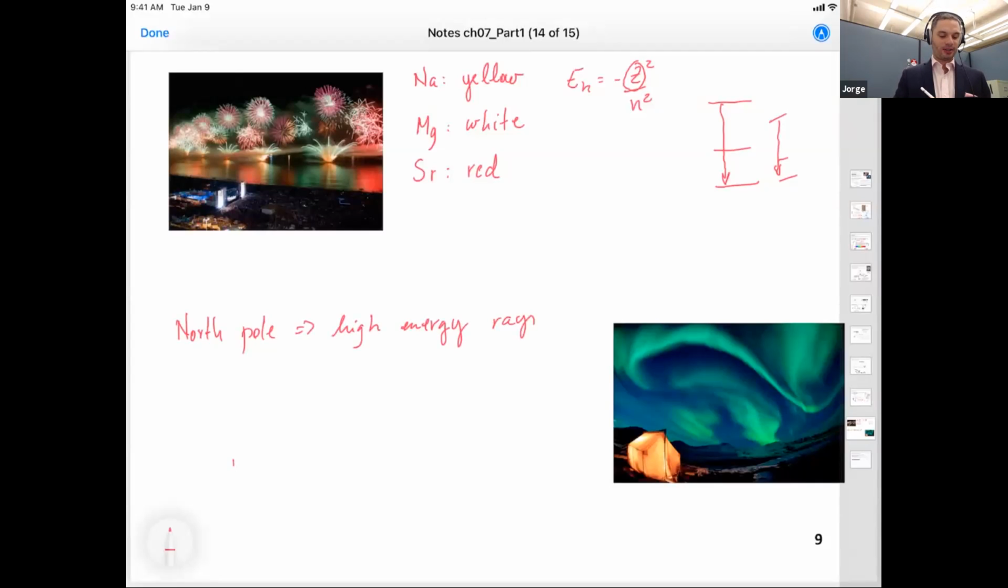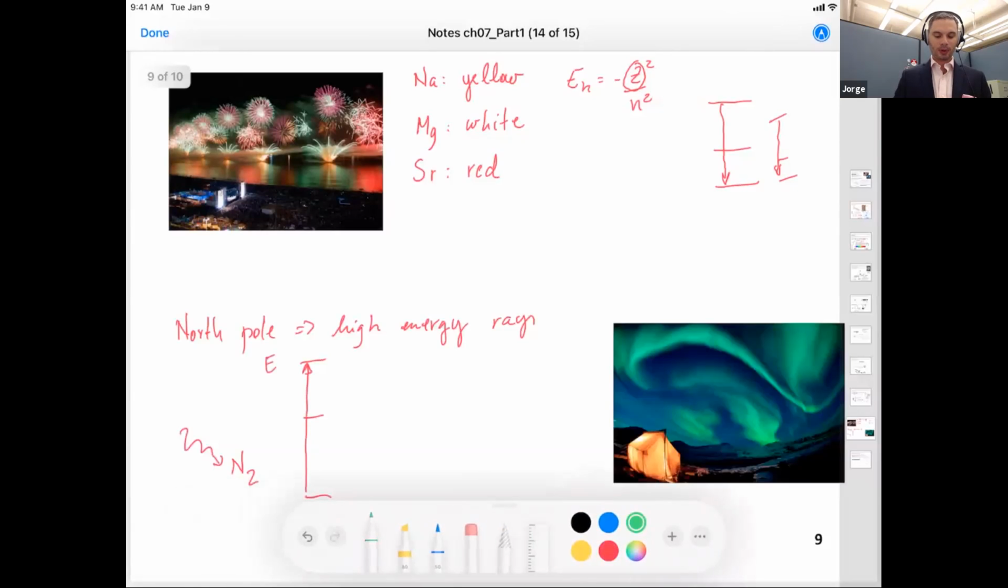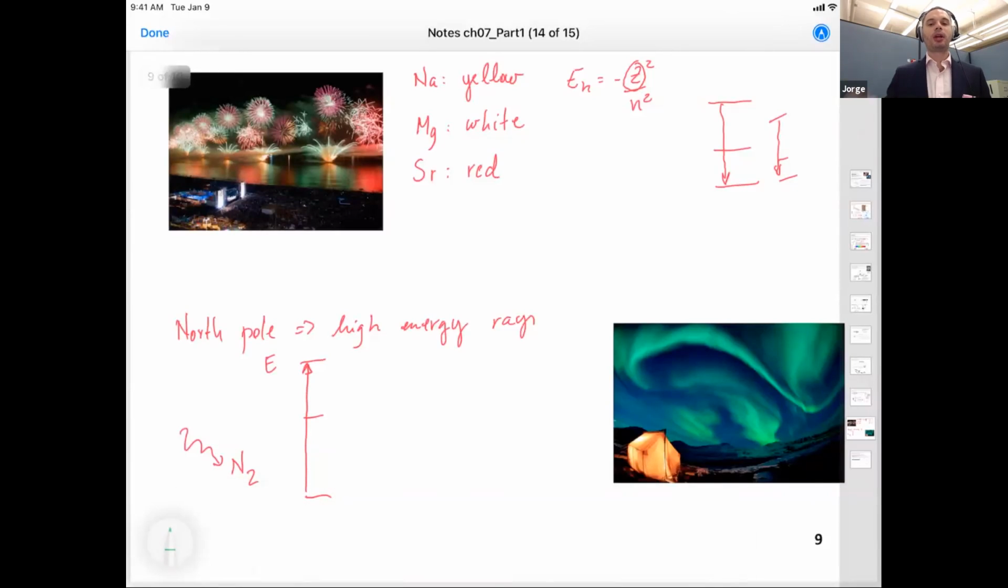The air has a lot of nitrogen. Nitrogen has, again, a very characteristic set of energy levels. If we have very high energy rays hitting the nitrogen, that will excite the electrons from the core shells of the nitrogen to excited states. The electron cannot live in the excited state and will come back. On the way back, it will emit light.